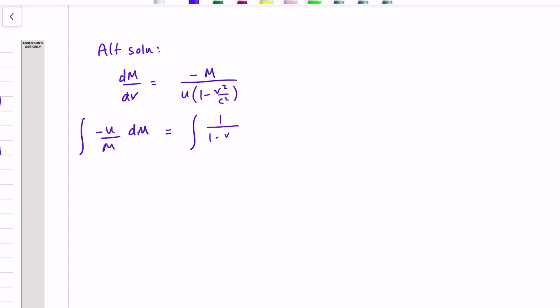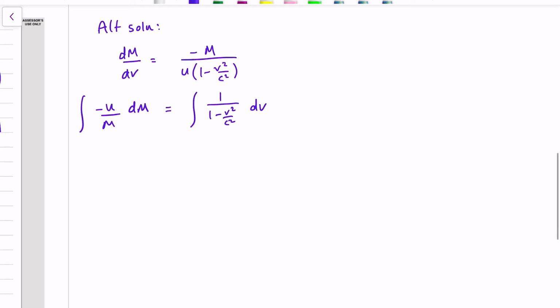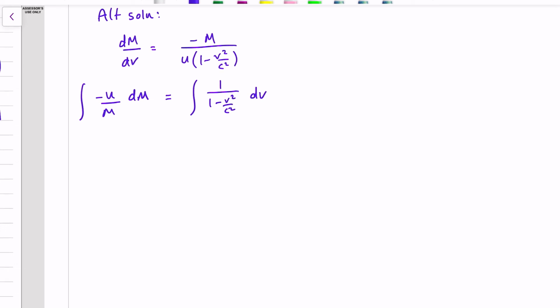1 over 1 minus v squared over c squared dv. The denominator is a quadratic equation, and the numerator is constant, so it's not f dash over f. A substitution's not going to help us. The partial fractions will. The left-hand side anti-differentiates to minus u ln m. M is positive, so we don't need absolute value symbols there. And then u is a constant. The right-hand side, I'm just going to tidy it up a little bit by timesing top and bottom by c squared.